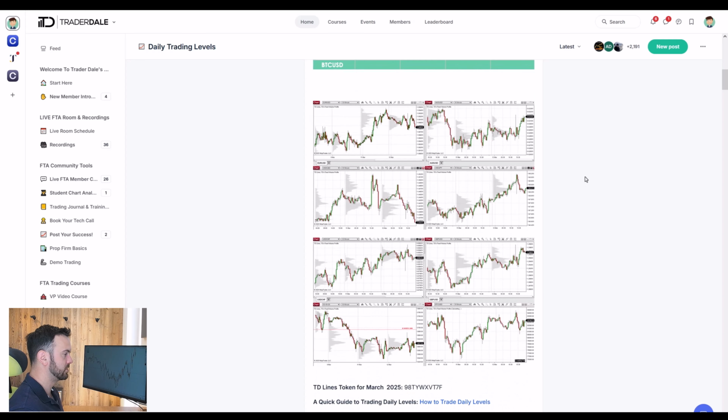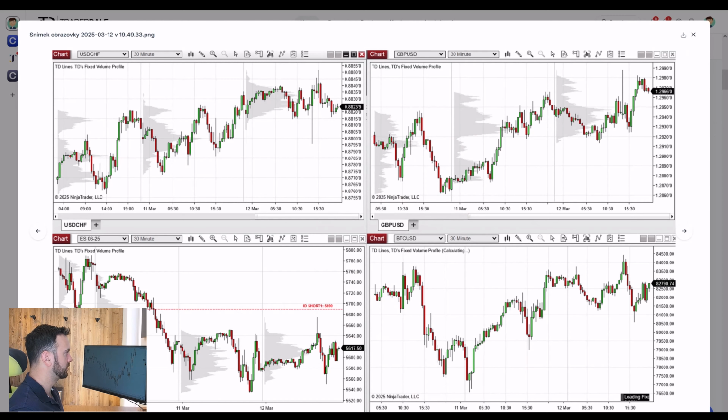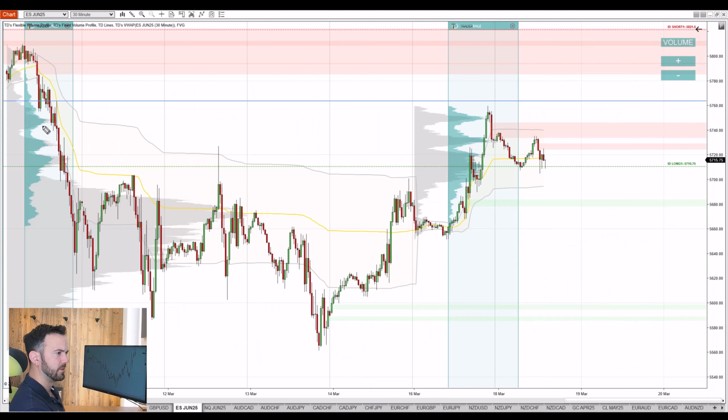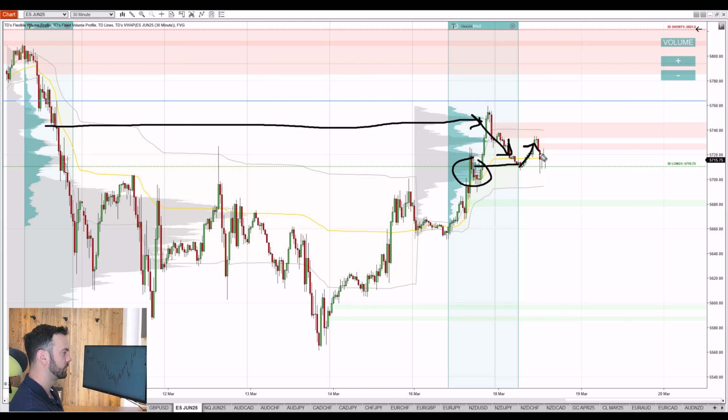But if I show you the chart, this is a snippet from the chart when I made that prediction, then this chart is the ES. This is the short level, right? This is the short, and this is the long.